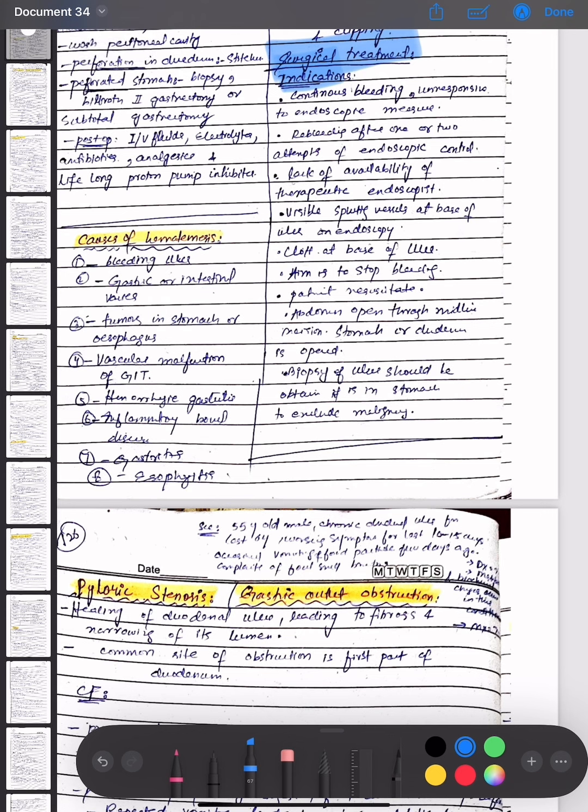The aim is to stop bleeding. The patient is resuscitated, the abdomen is opened through a midline incision, and the stomach or duodenum is opened. A biopsy of the ulcer should be obtained if it is in the stomach to exclude malignancy.